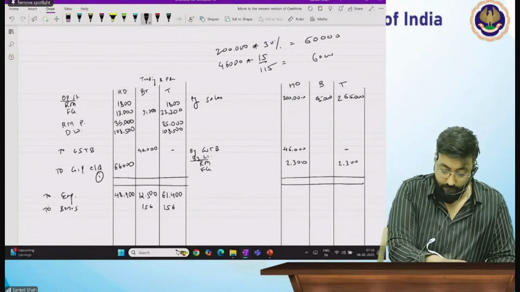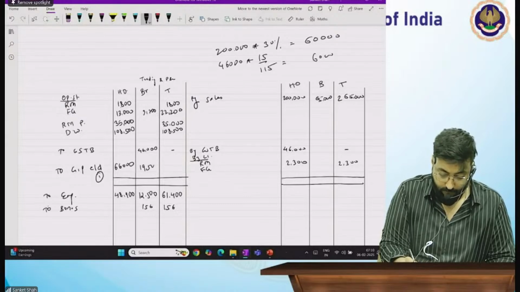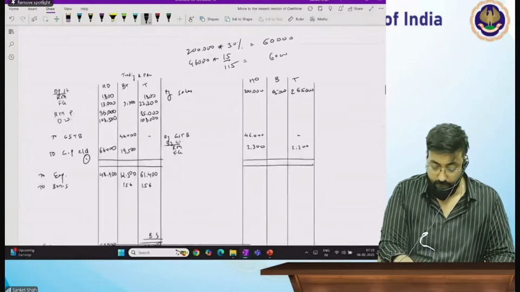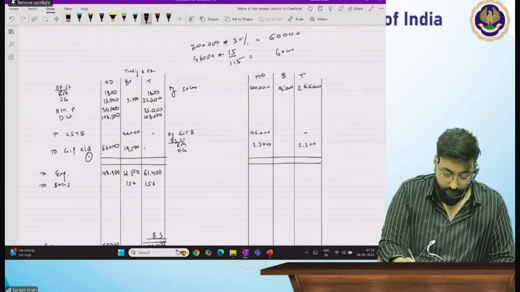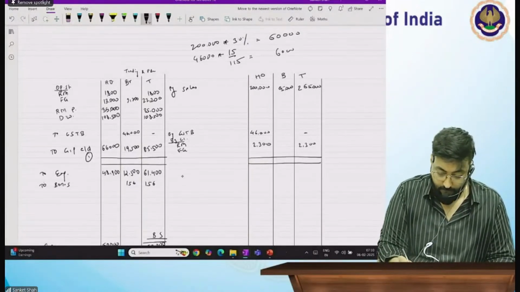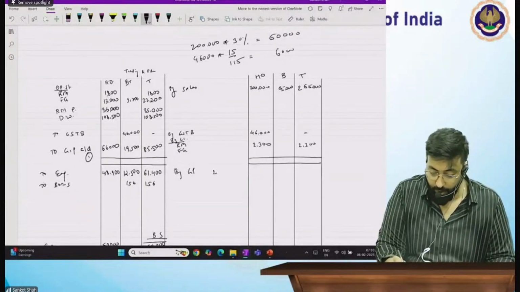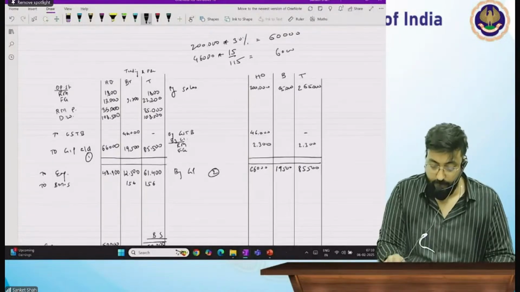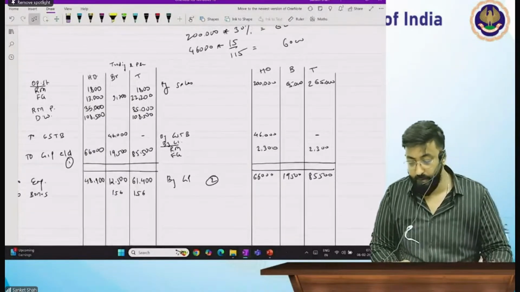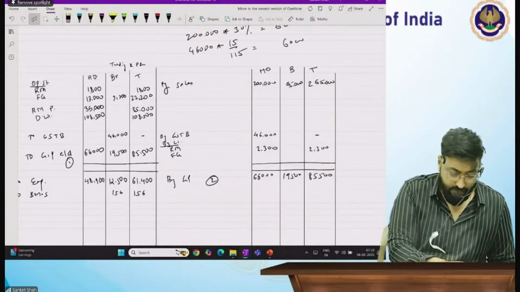Then for branch, it is straight away given 70, 30, and 100. So 65,200 into 30% is 19,560. Then we can compute the closing stock. By GP brought down, 66,000 and 19,560.